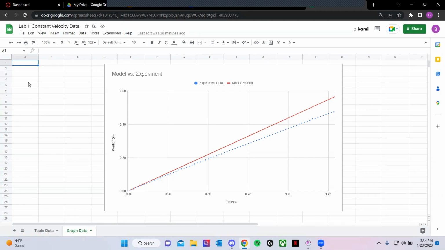The right was defined as the positive direction of this experiment, which is why the graph moves in the positive y and the positive x direction. That wraps up Lab 1, Physics 2211.